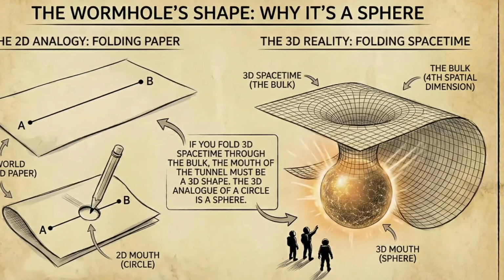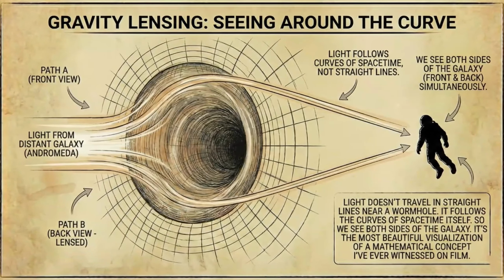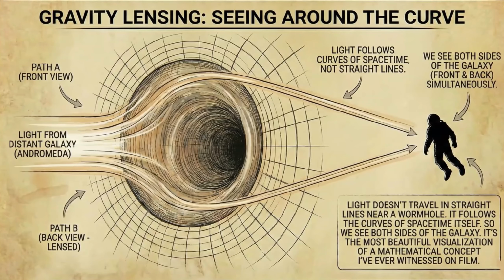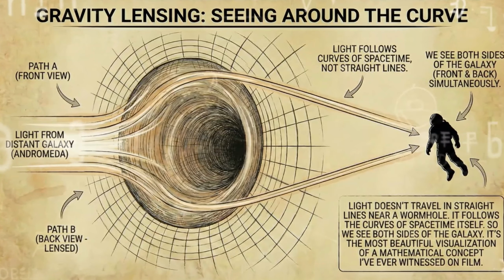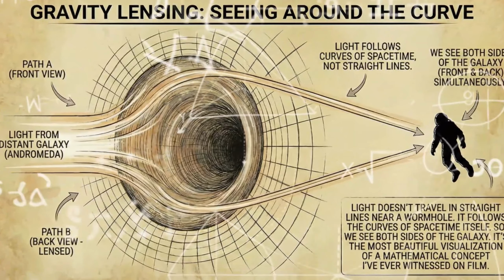When Cooper looks into the wormhole, he's seeing light rays from Andromeda being bent by the intense curvature. Light doesn't travel in straight lines near a wormhole. It follows the curves of space-time itself, so we see both sides of the galaxy. It's the most beautiful visualization of a mathematical concept I've ever witnessed on film.